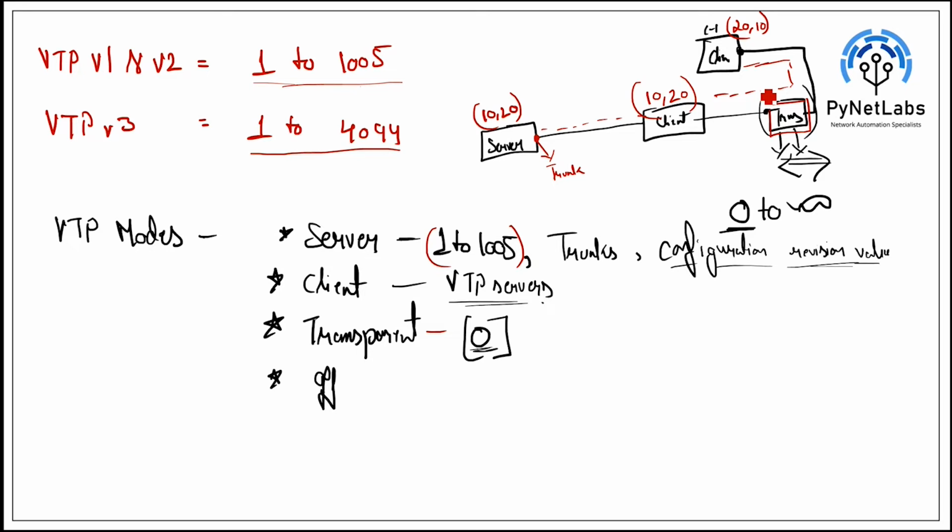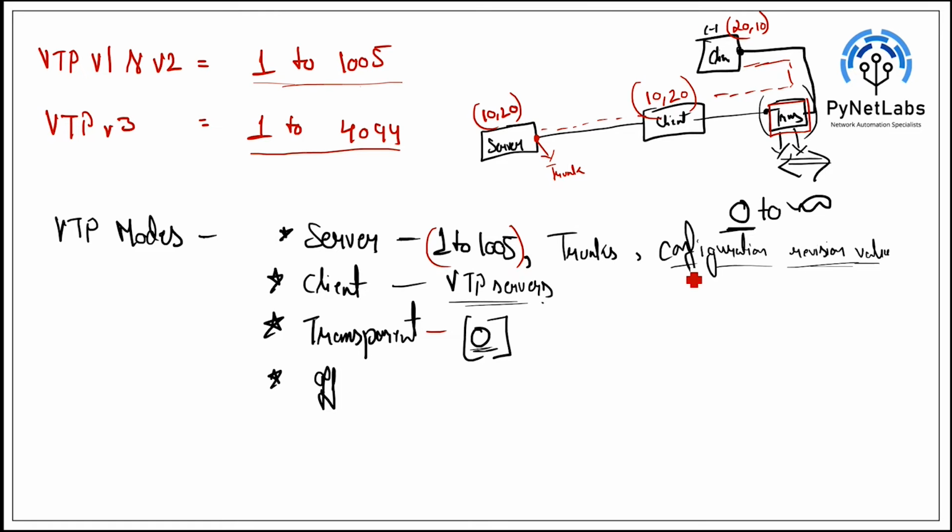Okay, guys. And only servers are allowed to change the VLAN database. No other switch is allowed to do that. Okay. So guys, is it okay that we go with the rest of the theory, or do you want me to show you a quick lab of VTP?